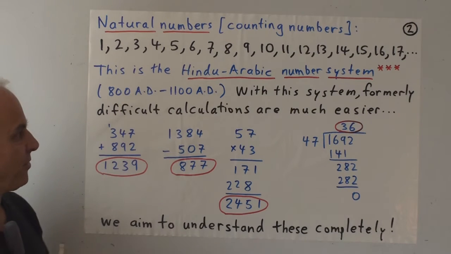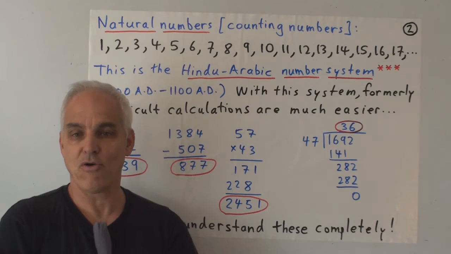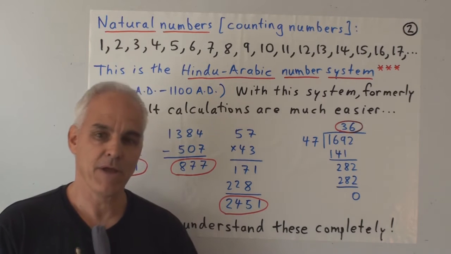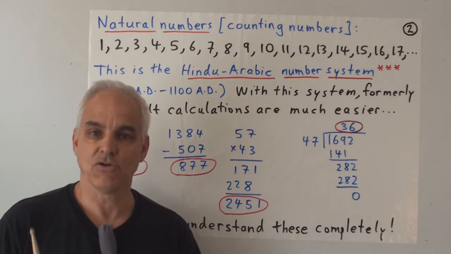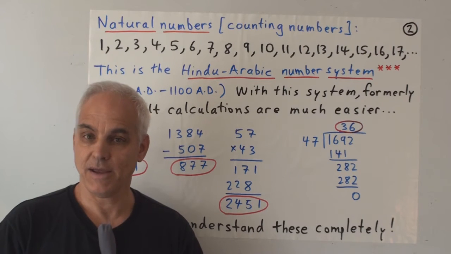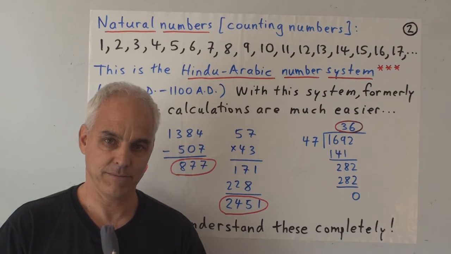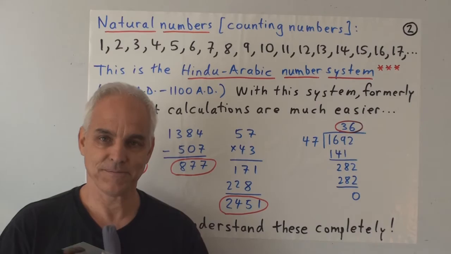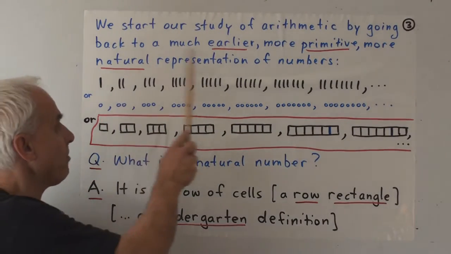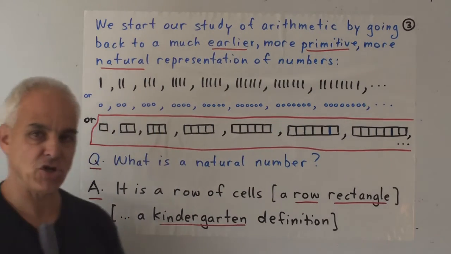But we're not going to start with the Hindu-Arabic number system because it's too sophisticated. It's too powerful. We're going to go back in time to a much earlier time. We're going to go back in simplicity to a much simpler kind of notation. And we're going to start our arithmetic in a very basic elementary way, which is a good way to start. So we're going to start our study of arithmetic by going back to a much earlier, more primitive, more natural presentation of numbers.